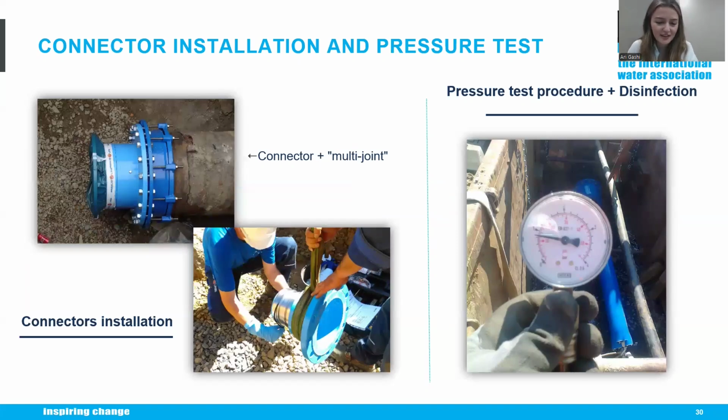And now we come to the final steps, or the final step. It's the connection of the liner to the existing pipeline. After the connectors have been installed, the complete system undergoes hydrostatic pressure testing, so we can verify its integrity. And for drinking water applications, the pipeline is also disinfected before being put back into service. Only after all these steps have been successfully completed can the rehabilitated pipeline be recommissioned again.